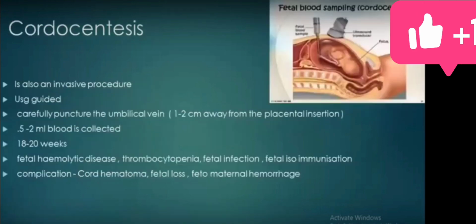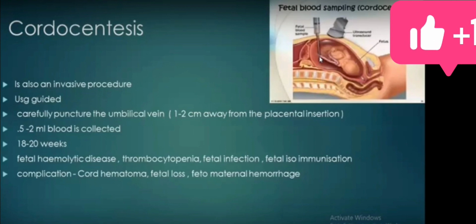Okay. Another is cordocentesis. Cord means umbilical cord. We are piercing the umbilical cord and collecting blood from it. This is also a USG guided procedure, carefully inserting the needle into the umbilical cord, within 2 to 3 centimeters of the placenta, and 0.5 to 2 ml of blood is collected.